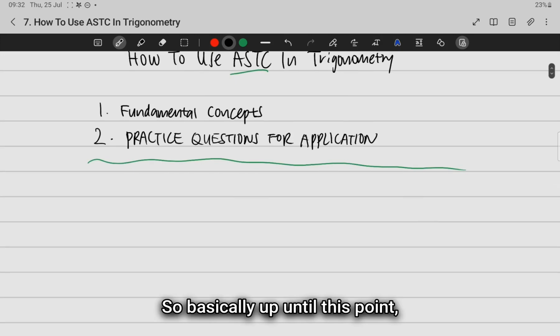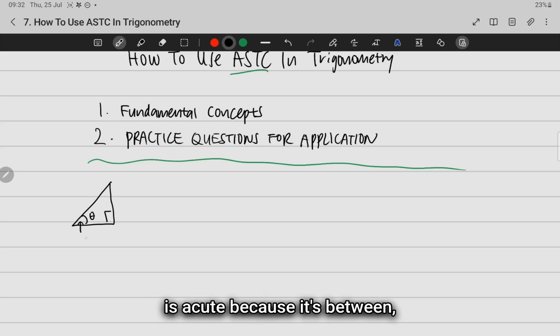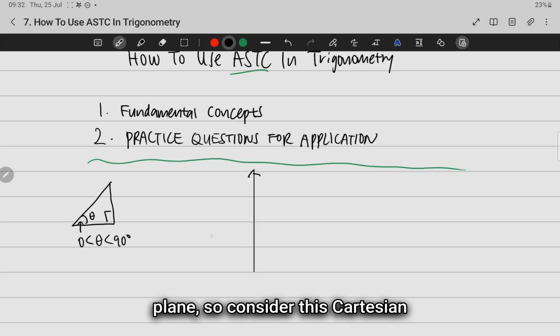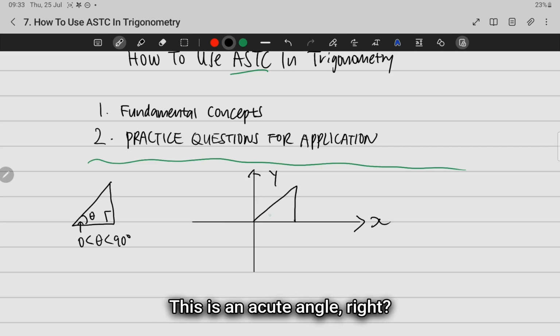So basically, up until this point, you should have been dealing with angles that are acute. Consider theta. Theta in this case is acute because it's between 0 and 90 degrees. But in reality, when we deal with the Cartesian plane, so consider this Cartesian plane over here, the y-x plane, this is an acute angle. Theta is an acute angle in this case.